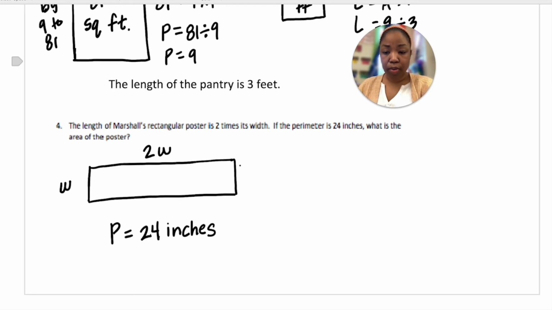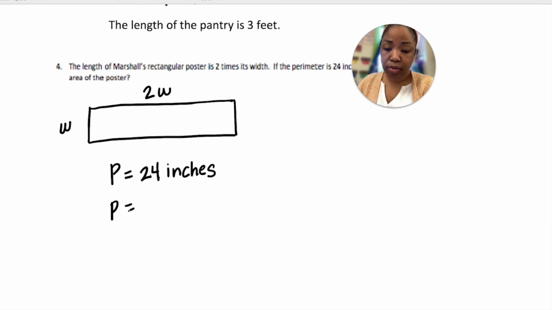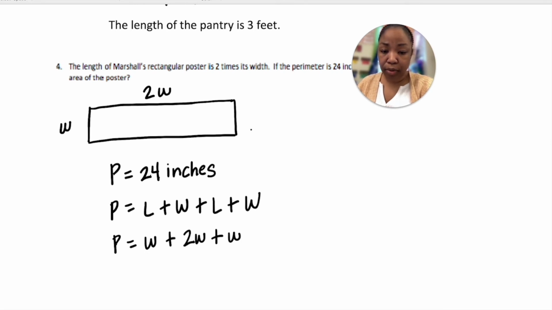We also know that perimeter equals length plus width plus length plus width. Or we could do length plus width times 2. Or we could do 2 lengths plus 2 widths. I'm going to do it like this so that we can clearly see what we're adding. So we're going to add the W plus the 2W plus another W, because this side is also W, plus another 2W, because this side is W.